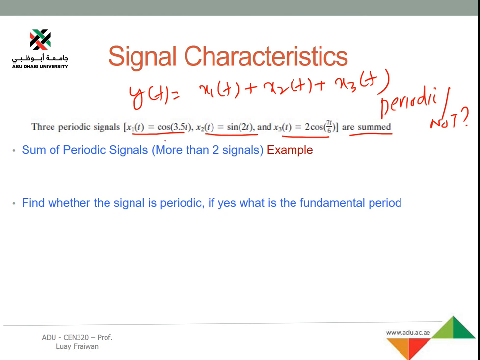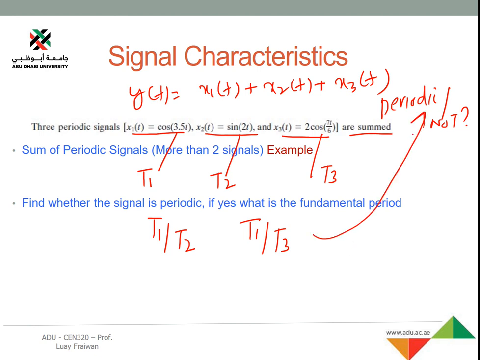You just have to calculate the time period of this one, the time period of this one, and the time period of this one, and then just take the ratios. If your ratios are rational numbers, the ratios of integers, then your signal will be periodic. So check this at home, and if they are periodic, then we will try to find the fundamental period. We will do this during the live session, but try to find the periods and their ratios at home. Very important example.